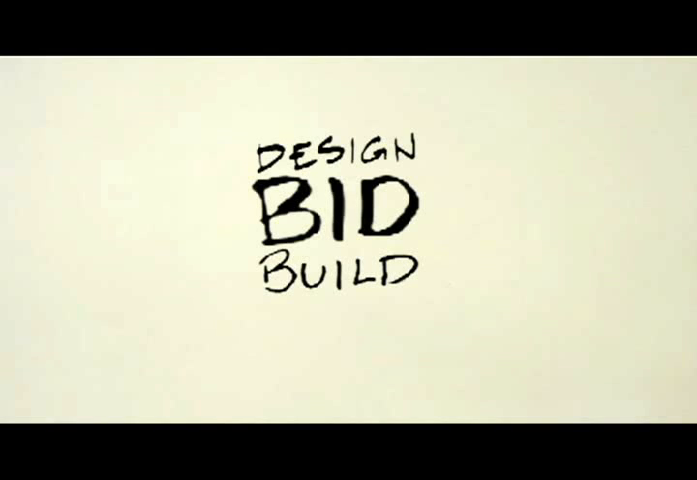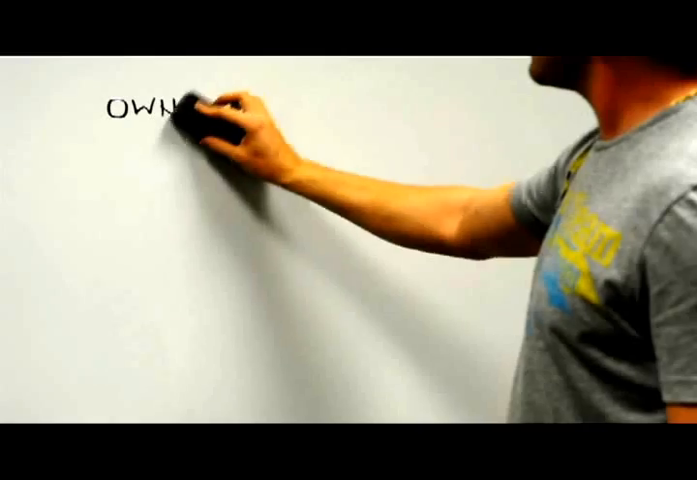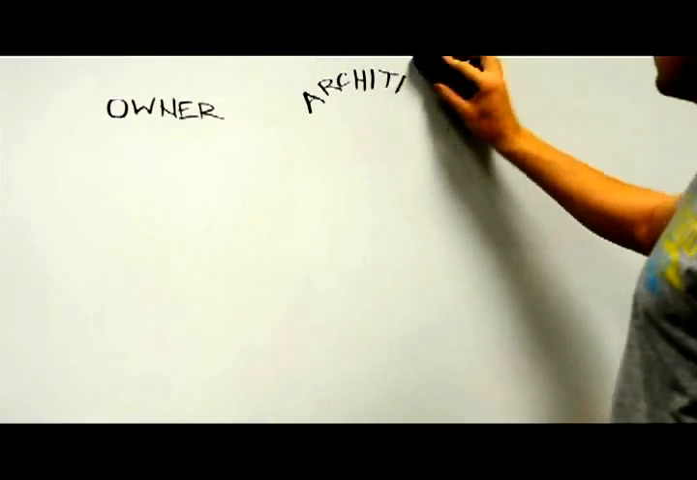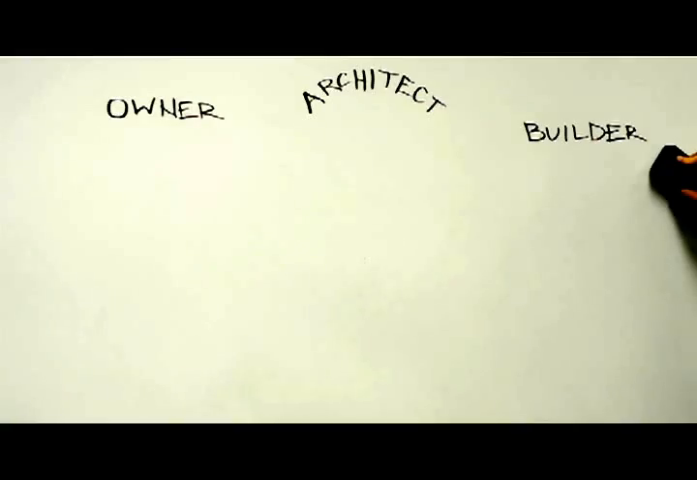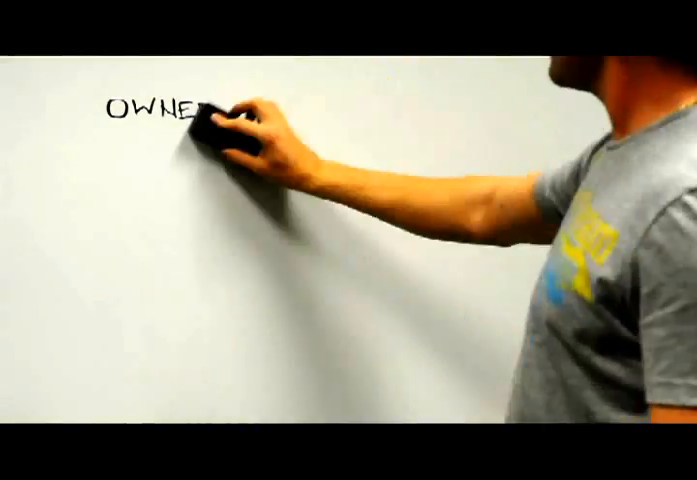Design, bid, build. Design, bid, build, also known as the traditional method, is a project delivery method most commonly used in today's building industry. It involves three basic parties: an owner or an owner group, an architect or a design team, and a builder, also known as a general contractor.